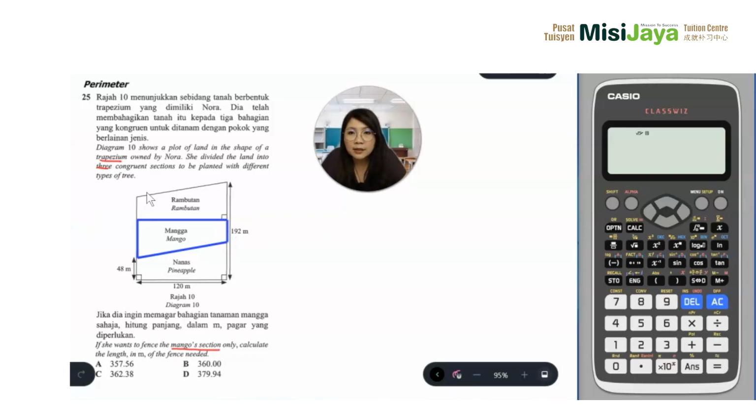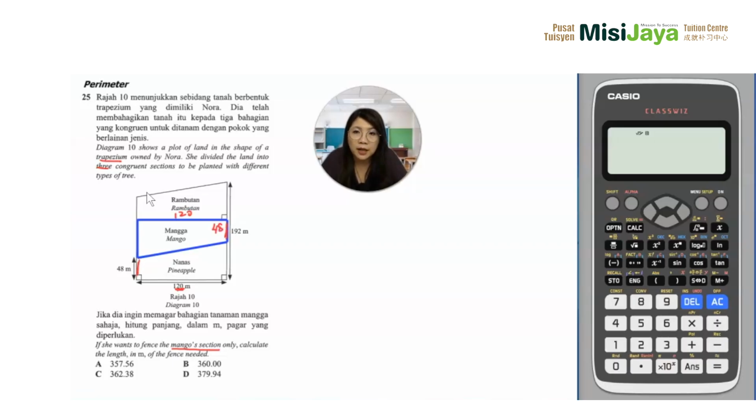Okay, let's see the measurements given here. We have 120 here, and then 48 here, which means this is also 48. But we need to find what this is. This is the same as this and this, right? So I'm going to use 192 for the whole thing on the right hand side, minus off the 48 in the middle, and then divide by 2. So I get 72 each here. 72, 72. Therefore, here is also 72.